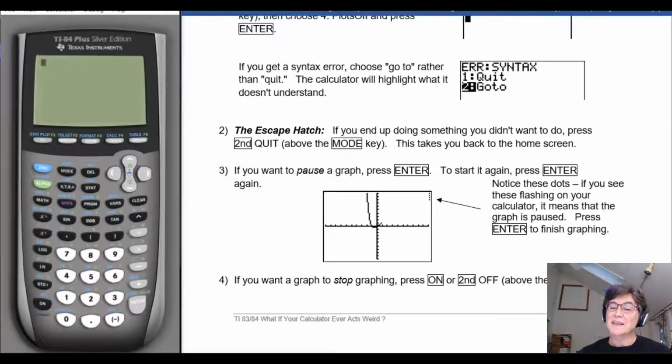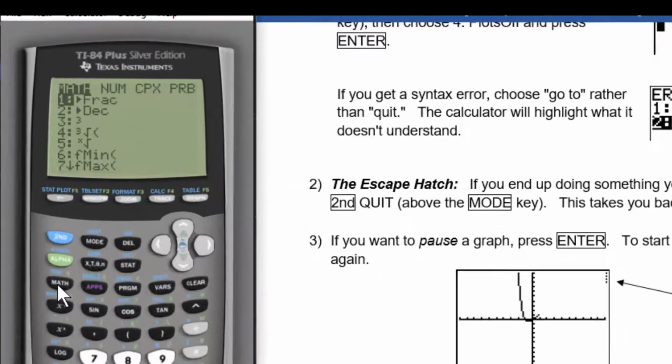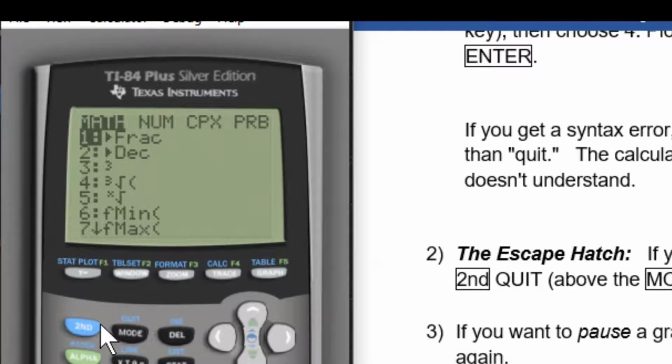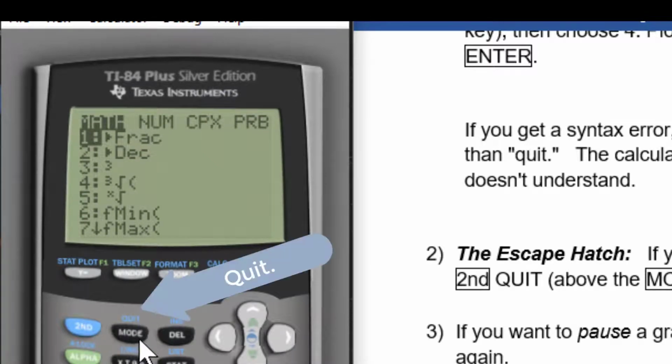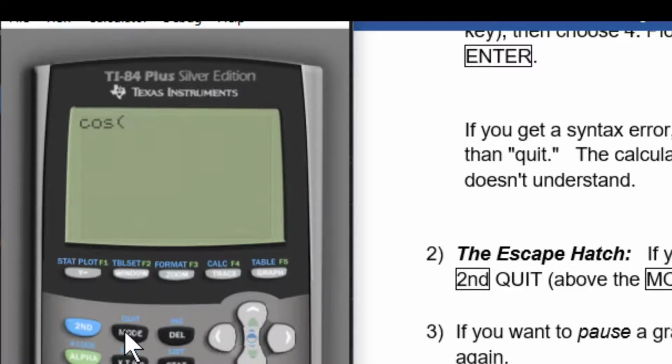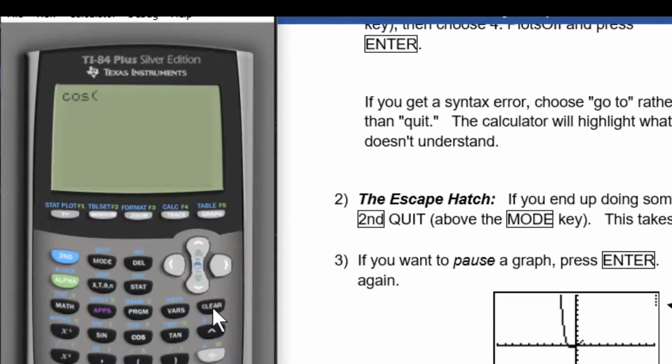All right. And then the last couple of things on this page, my very favorite, the escape hatch. If you end up doing something you didn't want to do, I hit some kind of key and I just don't even know what it is. This thing looks weird. I don't know what I'm doing. Press second quit, right above that mode key. Second quit, right back to the home screen. If you typed something you didn't want to type, press that clear button and you're good to go.